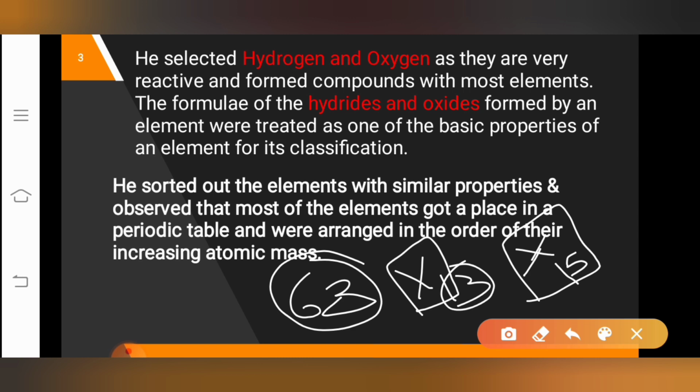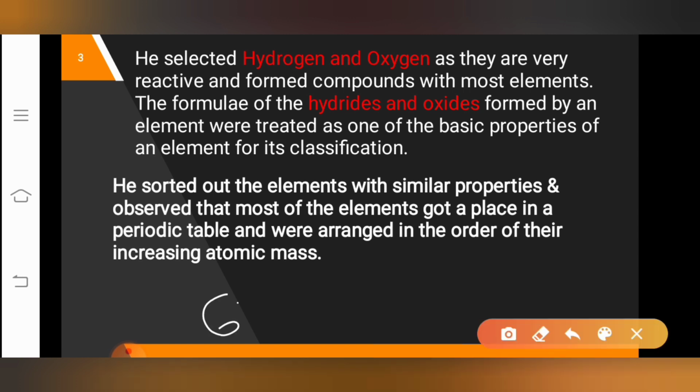All the 63 elements which were found during that time, what Mendeleev did was, Mendeleev took 63 different cards and he wrote the names of all the 63 elements on the 63 different cards, and he reacted those 63 elements with hydrides as well as the oxides, right? And he found out some compounds by reacting with both hydrides and oxides, correct? And later he also wrote the atomic mass on the card.